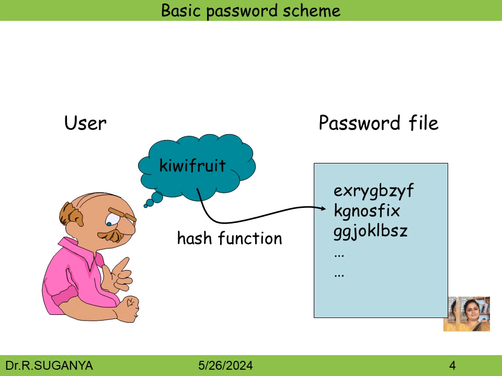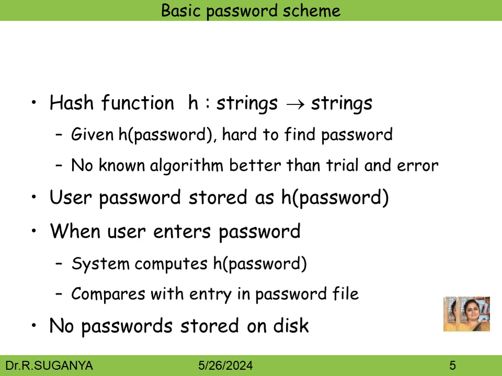The basic password scheme uses hash functions. The user will have a particular password, and the password file will be stored as hash values. Hard to find the password means there is no known algorithm better than trial and error. So the user password is stored as H. When the user enters a password, the system computes the hash and compares it with the entry in the password file. So no password is stored on the disk.